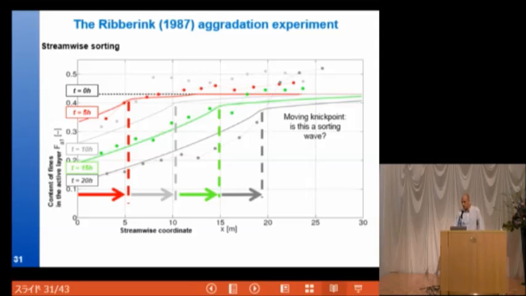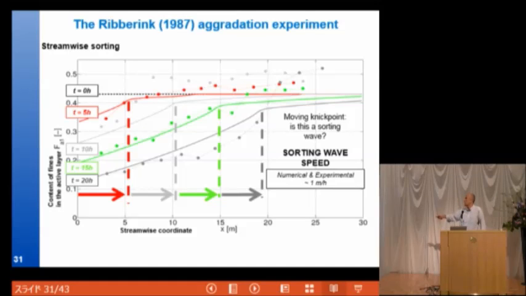If we estimate the sorting wave speed from the numerical results and from the experiment, it is more or less 1 meter per hour. And if I use the analytical Ribberink expression, we end up with this number, which is very close.